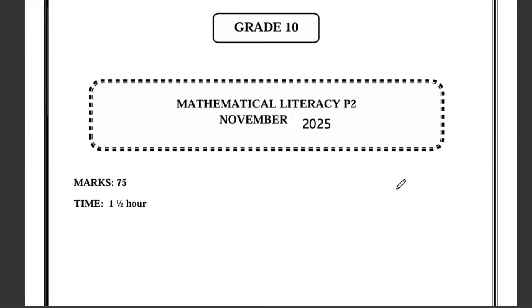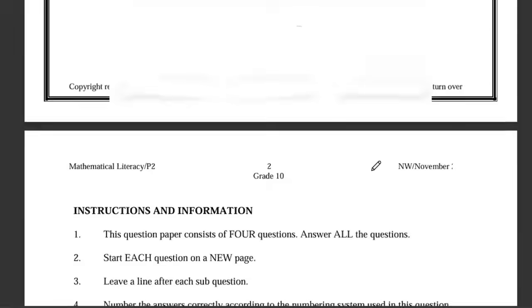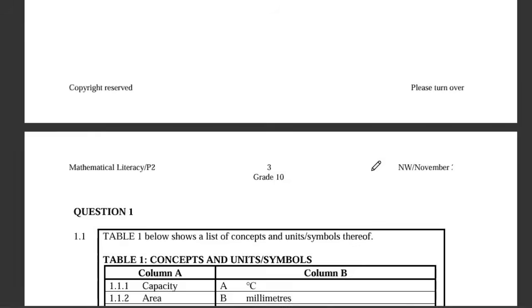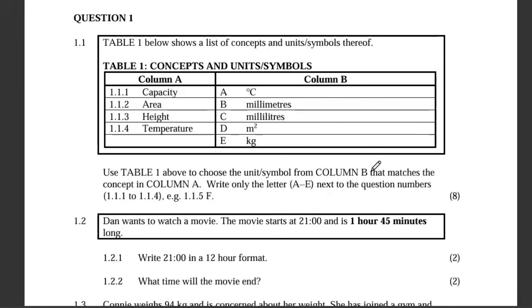Grade 10, let's look at the possible solutions for this paper, paper 2 mathematical literacy for November. We have question number 1 here. Table 1 below shows a list of concepts and units / symbols thereof. Use the table above to choose units from column B that matches the concept in column A. Write only the letter A to E next to the question number. 8 marks. Okay, let's look at that and see.